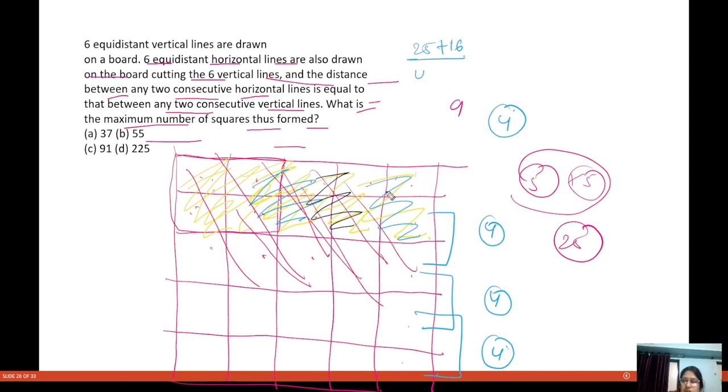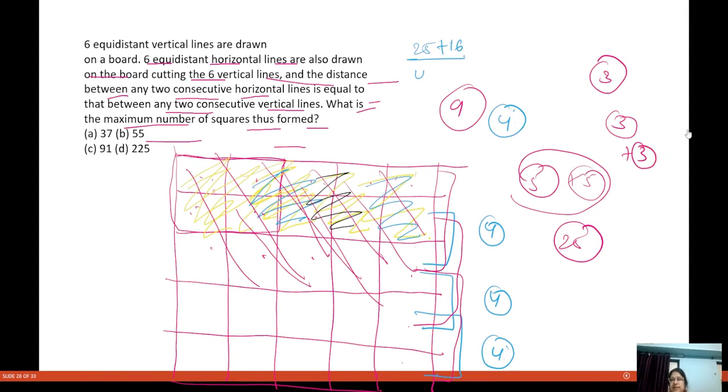So this is also a square. For 2 rows we got 4 squares. For 3 rows we are also getting 3 squares. For these 3 rows we get 3 squares, for these 3 rows we get 3 squares, and for these 3 rows as well we get 3 squares.